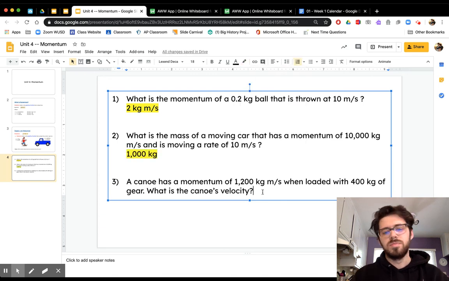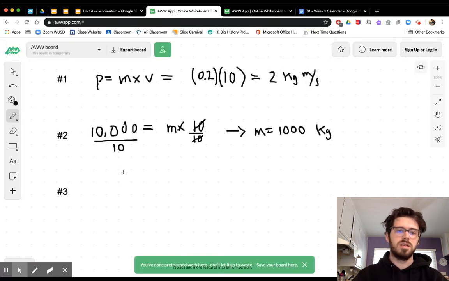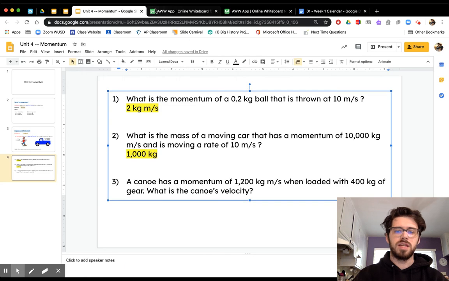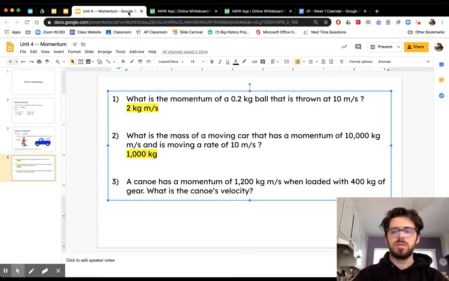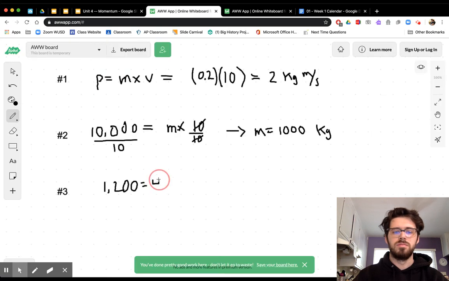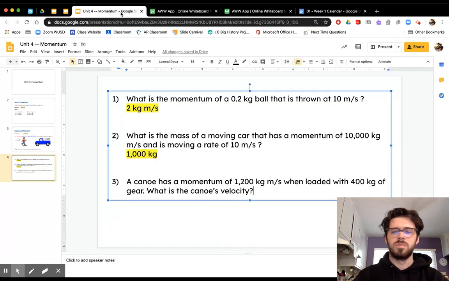All right, and very lastly, a canoe has a momentum of 1,200 kilograms meters per second when loaded with 400 kilograms of gear. What is the canoe's velocity? Let's come on over here and do this. So again, the canoe has a momentum of 1,200. God, I really do have a new respect for the Khan Academy people. Okay, so 1,200. And then we'll say that the mass is 400. I'm sure you get better with this over time. And then what is the velocity?